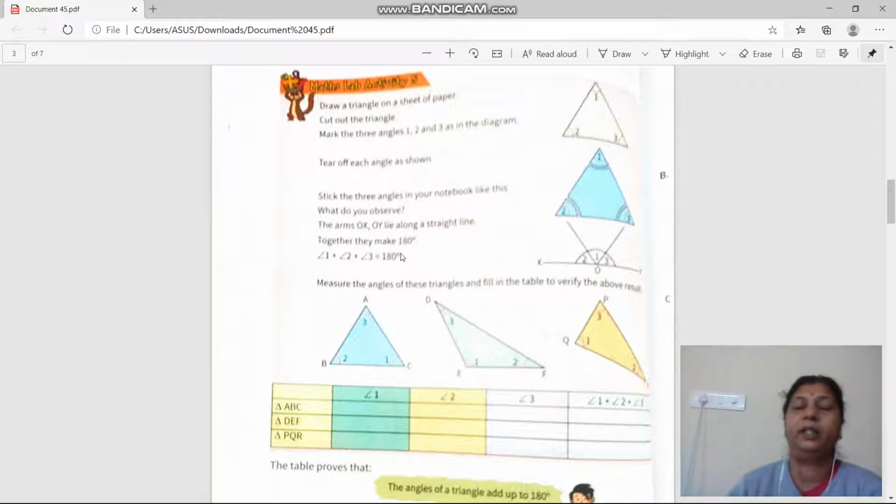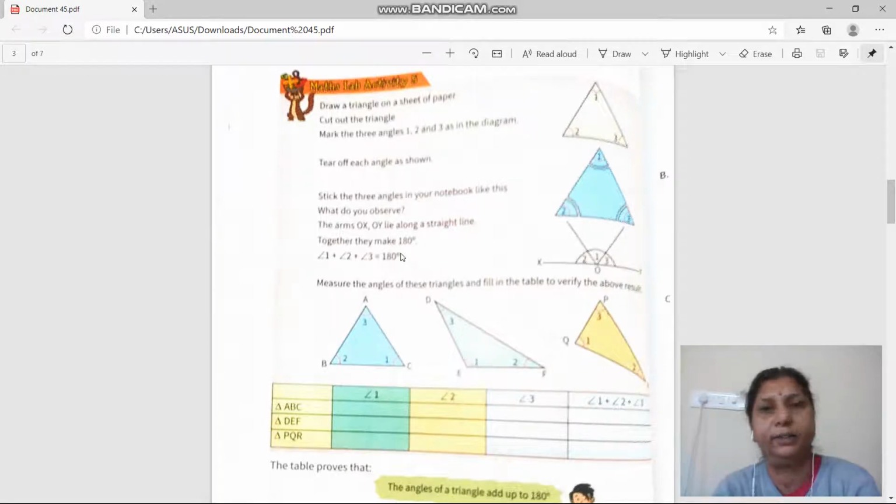I will repeat the property of a triangle. The second property of a triangle is, listen carefully, the angles of a triangle add up to 180. Otherwise you can say the addition of the angles of a triangle is always 180. Repeat with me. The addition of angles of a triangle is always 180. Okay, fine. So let's start.